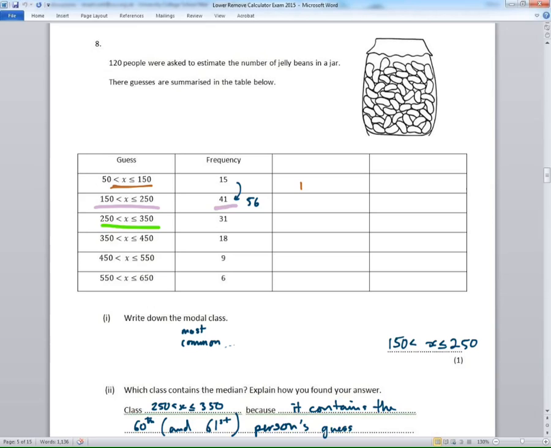That's a really bad explanation. I'll try that explanation again. So it's the total number of jelly beans that were guessed divided by the total number of guesses.